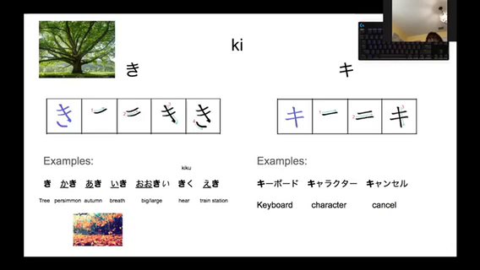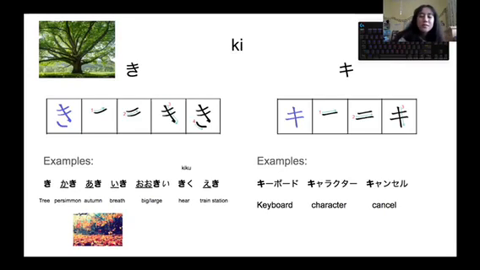Aki. Yeah, aki. And then there's breath, iki. And then big or large, ookii. And then there's hear, which is kiku. And then there's train station, eki. The katakana for ki is also pretty similar to the hiragana, but without the 4th stroke.